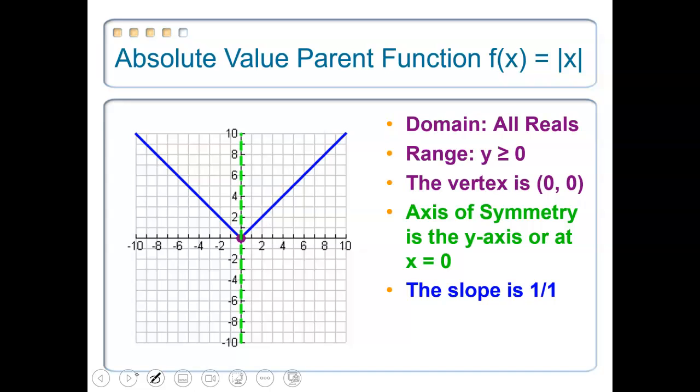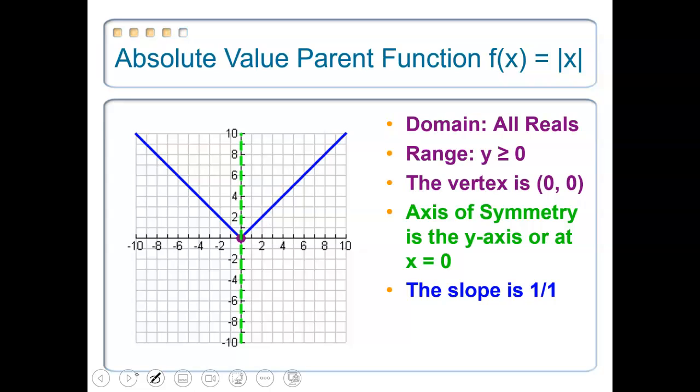So the absolute value function f of x is the V-shaped curve that goes through 0, 0. Its vertex is at 0, 0. We just talked about it being a piecewise graph. X values greater than 0 have a positive slope of 1. So that's the right side of the graph going up towards infinity. The left side has a negative slope for x values less than 0.